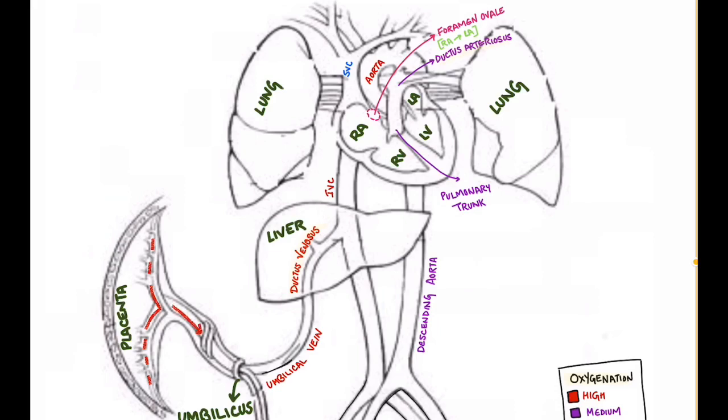This oxygenated blood is passing through the umbilicus into the umbilical vein. It passes into the inferior vena cava via the ductus venosus. It is passing into the inferior vena cava and then into the right atrium of the heart, and from the right atrium it is carried into the left atrium of the heart through a foramen in the interatrial septum known as the foramen ovale. From the left atrium it is going into the left ventricle. From the left ventricle it is carried into the aorta and into the various body parts.